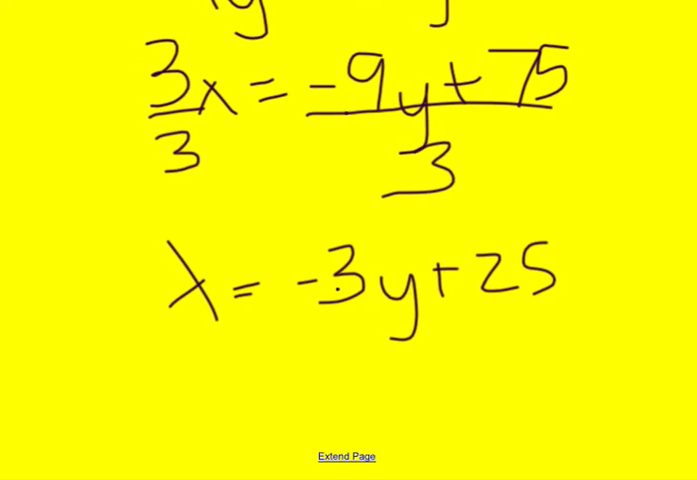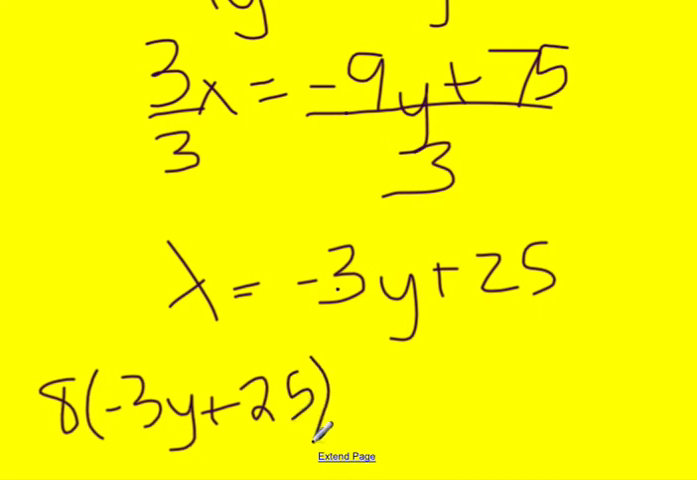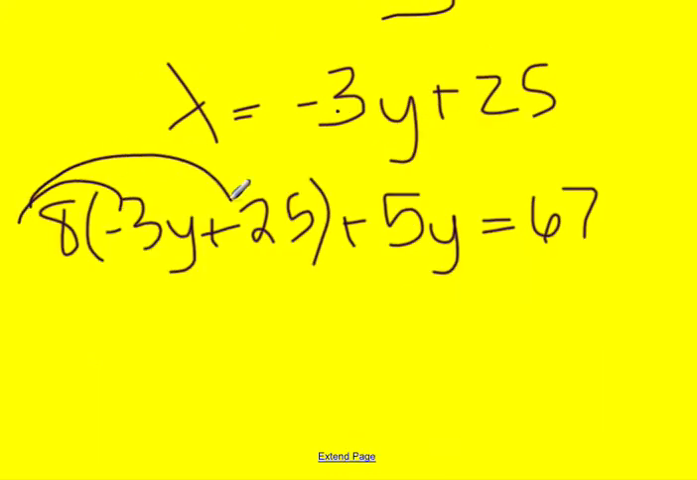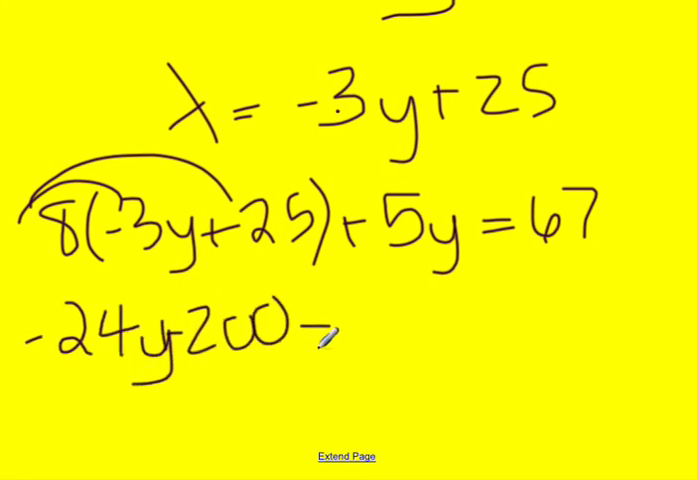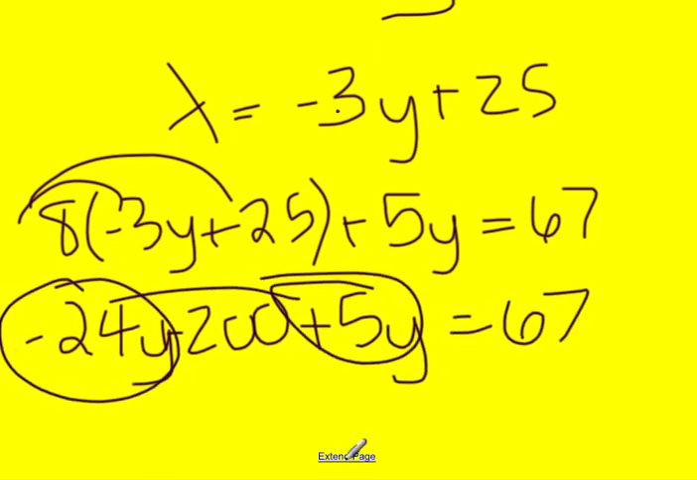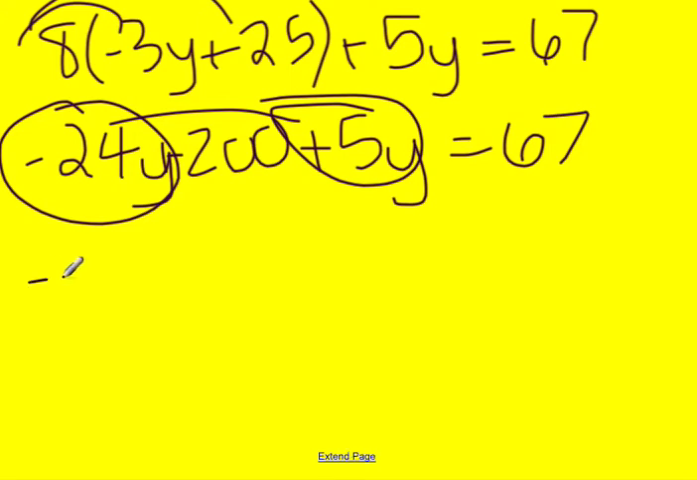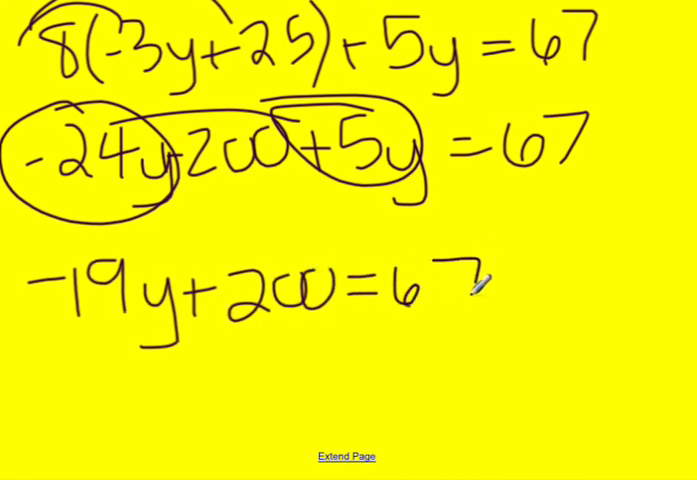So I'm going to substitute it into the equation that says 8X plus 5Y is equal to 67. So where the X is, I'm going to take the X out and I'm going to put negative 3Y plus 25 in instead. And then I'm going to keep the rest of the equation exactly the same, and I'm going to continue solving. So I'm going to start by distributing in the 8. So I get negative 24Y plus 200 plus 5Y is equal to 67. So negative 24Y and 5Y are on the same side, so I can go ahead and add them together. So I get negative 19Y plus 200 is equal to 67.